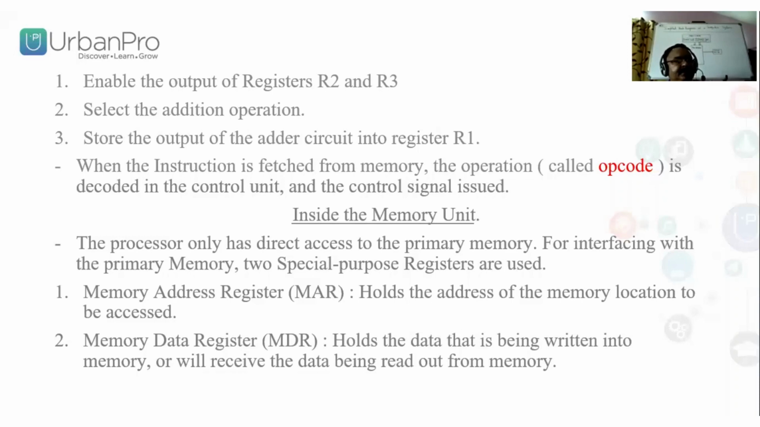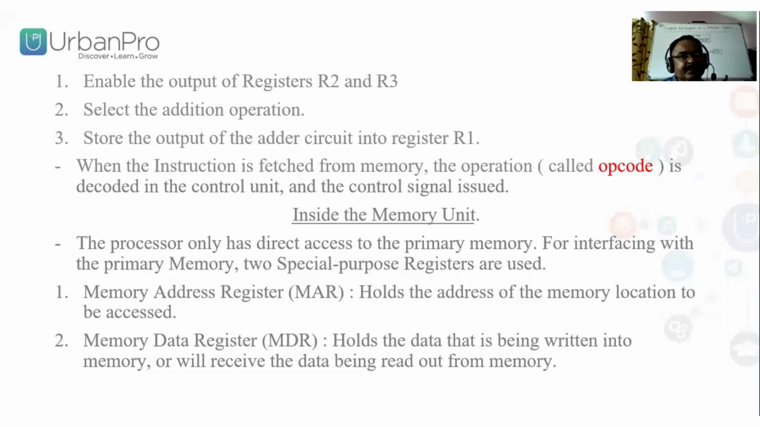When the instruction is fetched from memory, the operation is decoded in the control unit and control signals are issued. What is that? I have already discussed that add R1, R2 is an instruction and that is lying in the memory, that is loaded into memory. How can it be loaded? Memory knows only zeros and ones. So what we are learning today is assembly language, and add R1, R2 is an assembly language instruction.